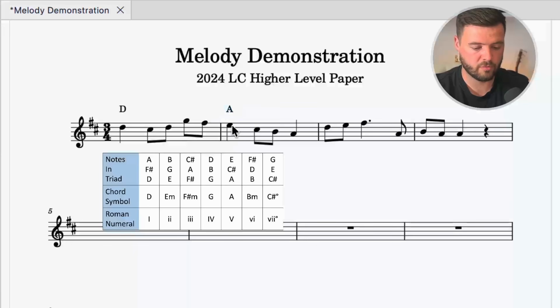Then in this bar we're looking at the chord of 5. We've got E, C sharp, passing note B and A. This is back to D, F sharp and A. Clearly outlines a D major chord.